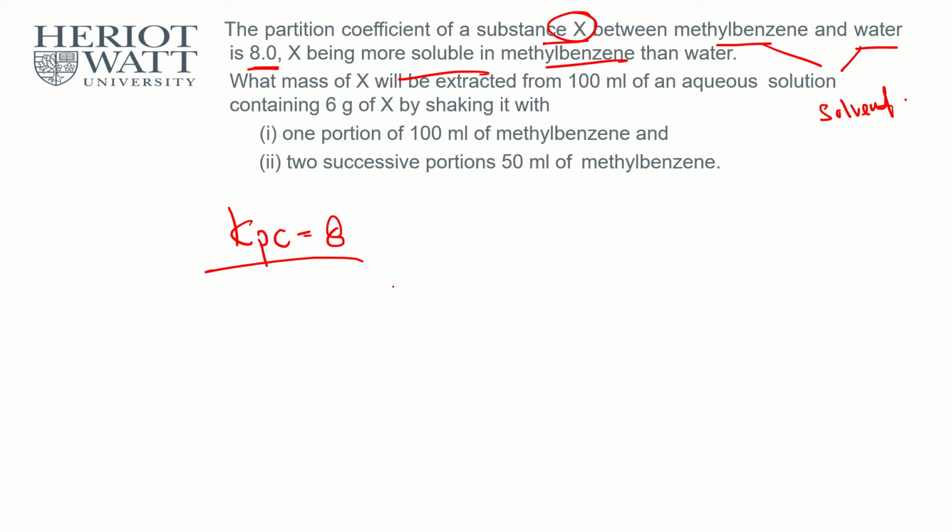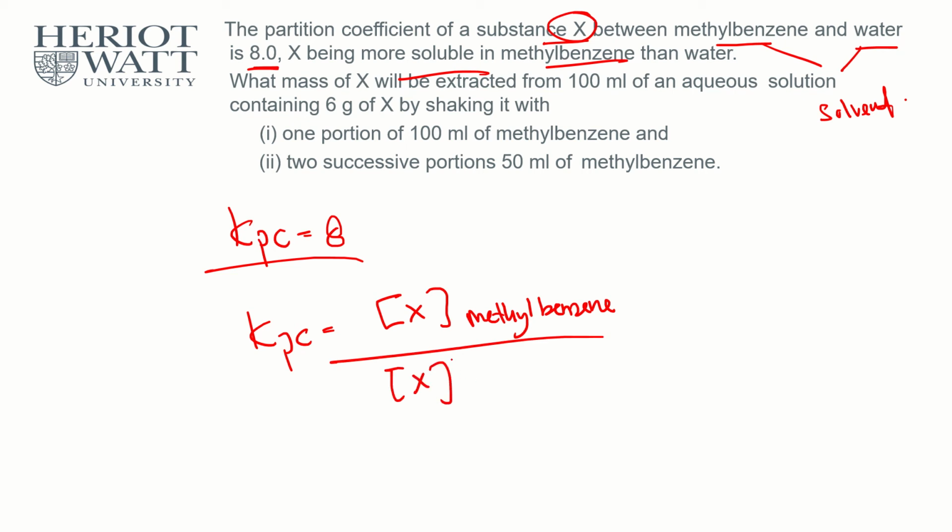So we know that when we write the KPC expression, it should be the concentration of X in methylbenzene divided by the concentration of X again. It should be the same solute because we only consider one solute at a time, and this one should be in water. So this is how we write that: KPC equals 8. And there's no unit for this KPC because it's concentration divided by concentration, so it cancels out.